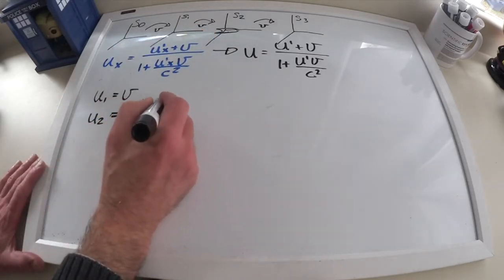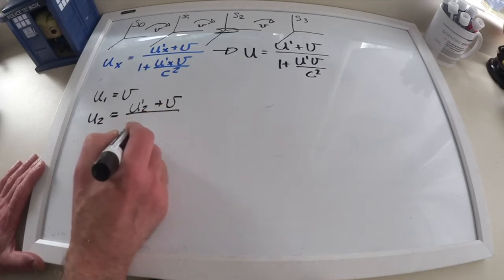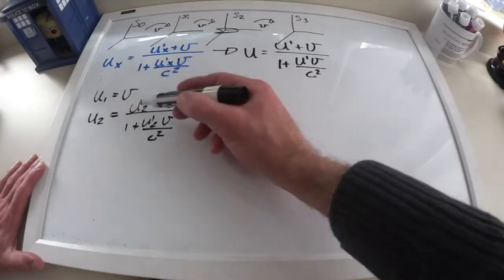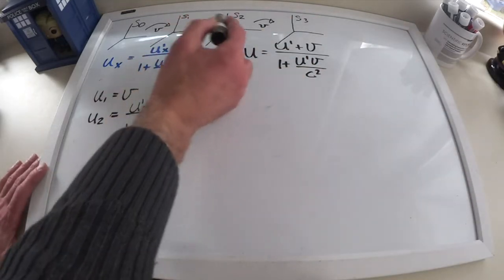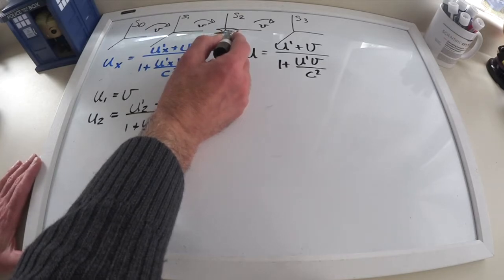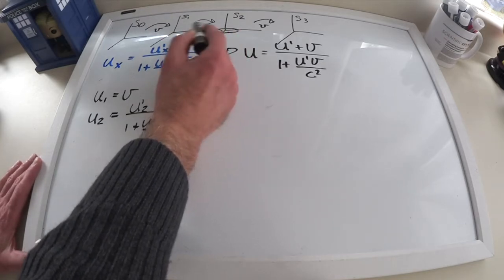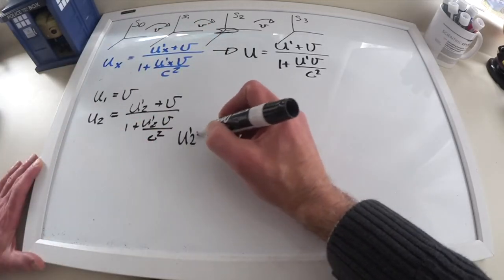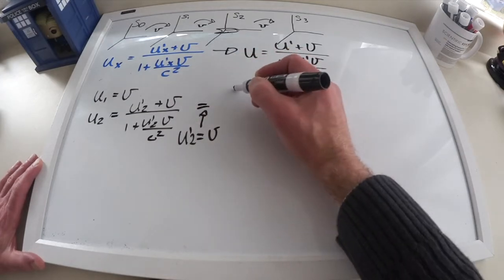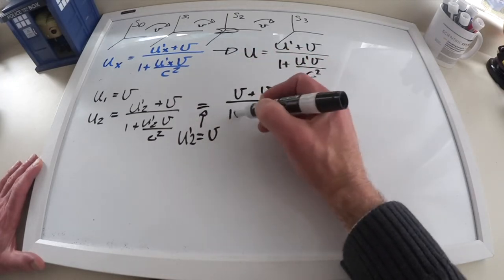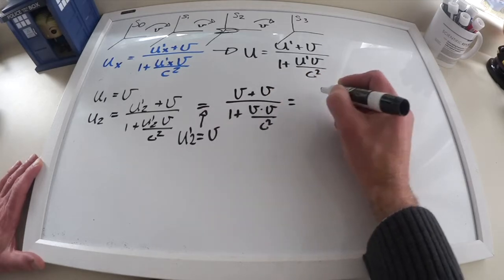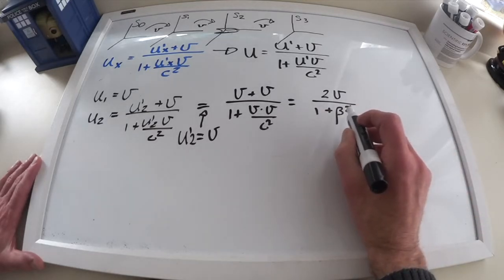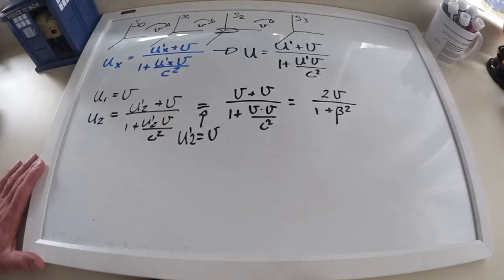So this is u prime 2 plus v, divided by 1 plus u prime 2 v over c squared. Now, because u prime 2 is the velocity of the spacecraft when it is in 2 as seen from 1, we know that that velocity is going to be v. So now if we apply that here, then we have v plus v, which we rewrite as... So that is the velocity of the spacecraft when it is in 2 as seen from the Earth.